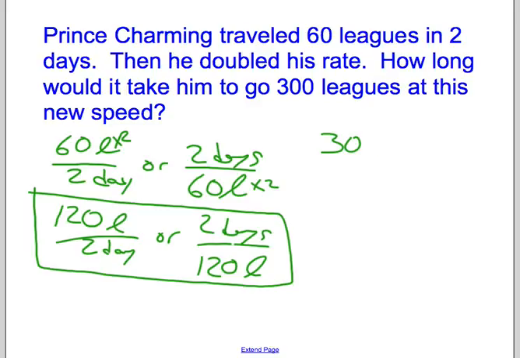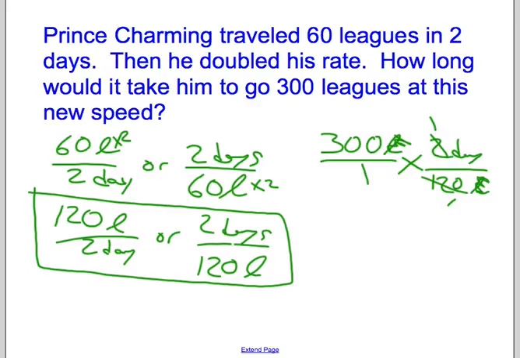So we take the 300 leagues, put it over 1, and we're going to multiply it by which one of our two rates? The first or the second one, Kelsey? Second. Because? Right, the leagues are on bottom. So 120 leagues on bottom. Our leagues cancel. The 2 and 120 will reduce to 1 and 60. 60 will reduce with 300 to 5. And we have 5 over 1, so I'm just going to write that as 5 days.